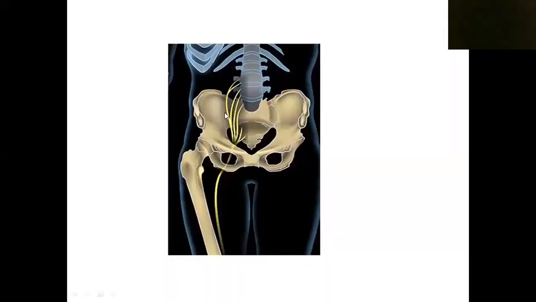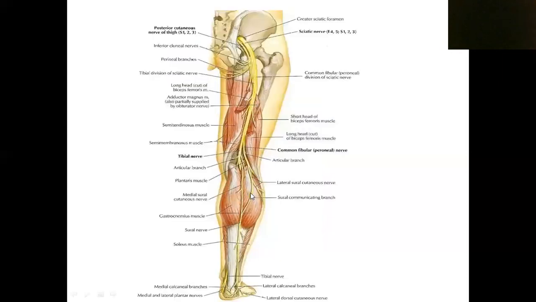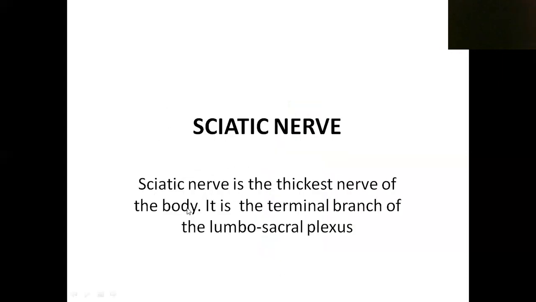See, this network of nerves is known as the lumbosacral plexus, and this network gives a nerve. Now this nerve is the sciatic nerve. It means the sciatic nerve arises from this lumbosacral plexus, and it is the thickest nerve of the body. So those first two points are clear.